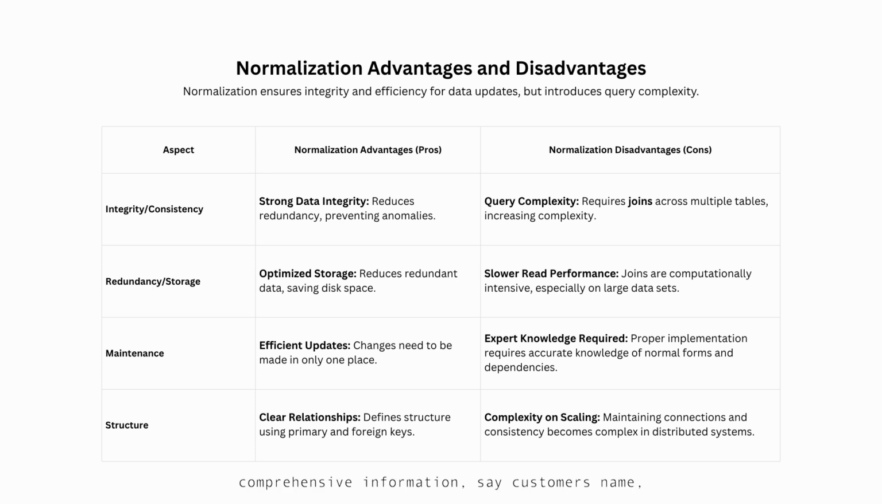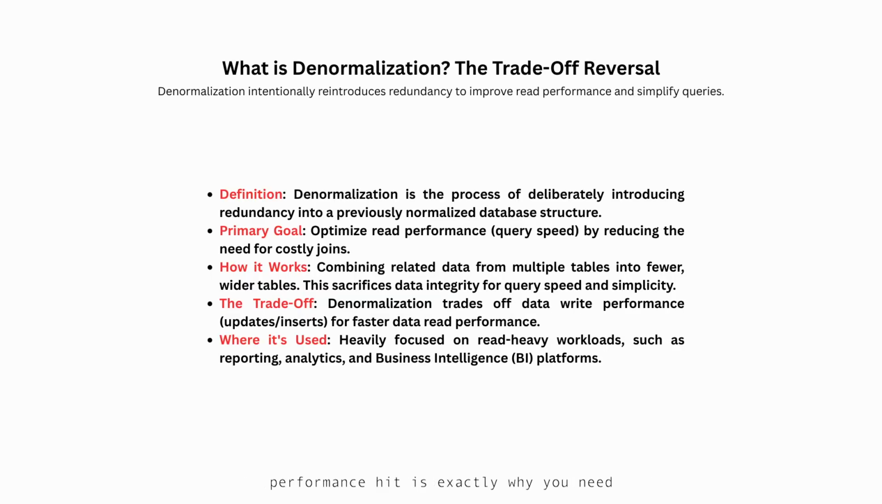When you need to retrieve comprehensive information, say a customer's name, address, and all the order details, you need to perform multiple, potentially expensive join operations. When data volume increases, these join operations can significantly degrade query performance. This performance hit is exactly why you need denormalization.